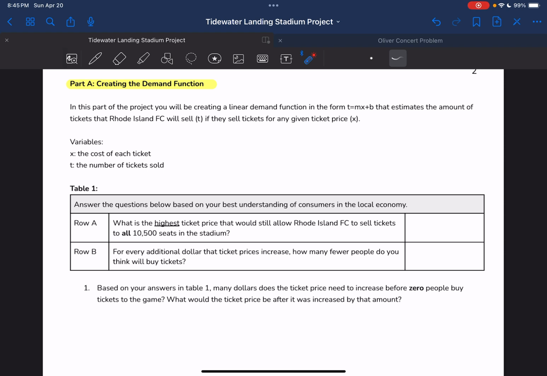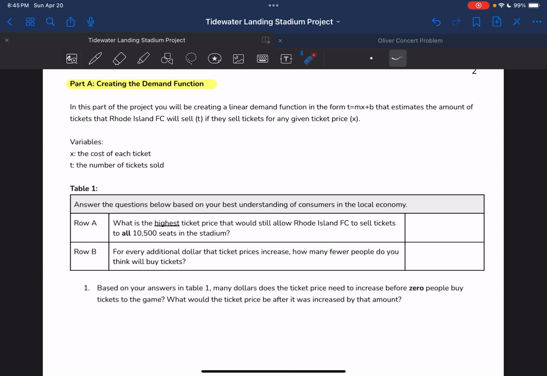So I want you to think about using your understanding of the local economy, of the people around here, right? You know the community. What do you think that value is? Is it $5? Is it $10? $100? $1,000? How much money are people willing to pay? So what's the highest price that would still get 10,500 people in the stadium?